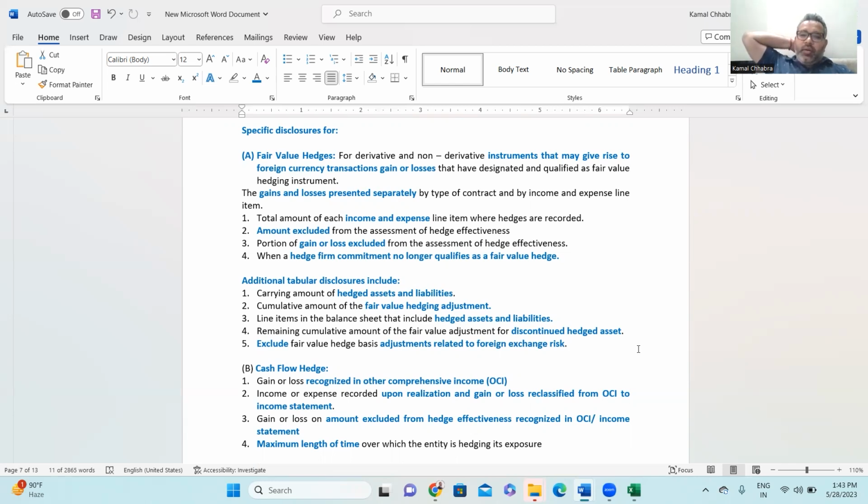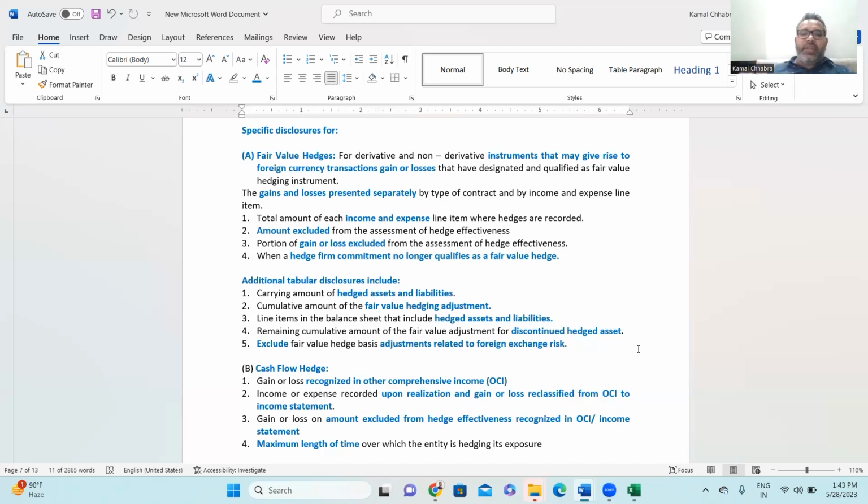Second is the gain or loss presented separately by type of contract and by income and expense line item. Within the fair value hedge, there are certain fair value hedges on assets and certain fair value hedges on liabilities. So you need to disclose assets separately and liabilities separately, and that may result in certain gains, while certain items may result in losses. So all the gains need to be disclosed separately, and all the losses need to be disclosed separately.